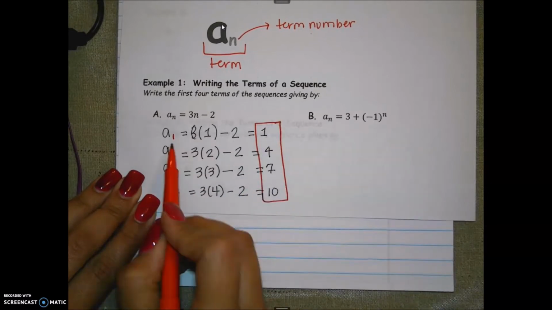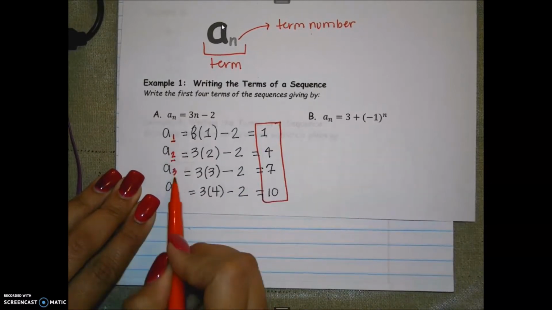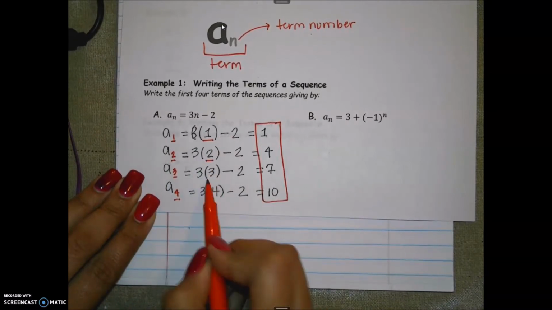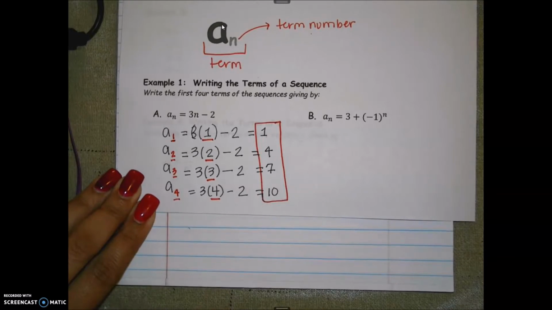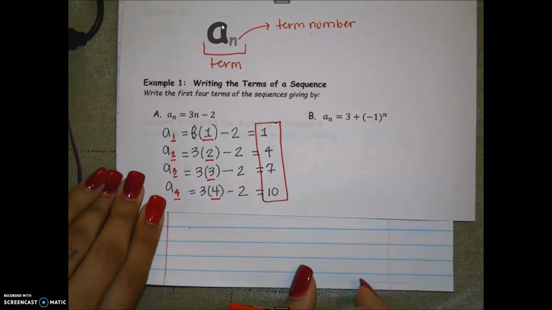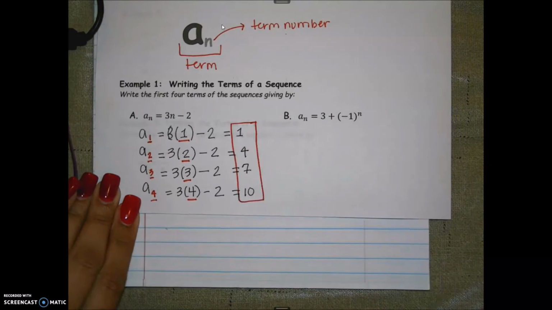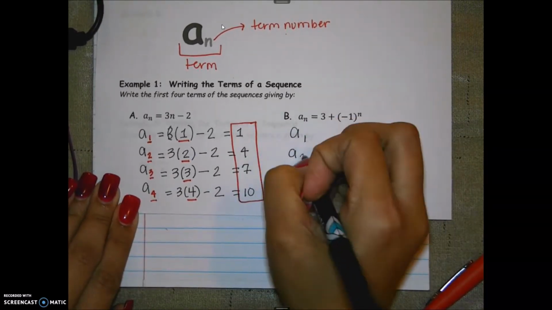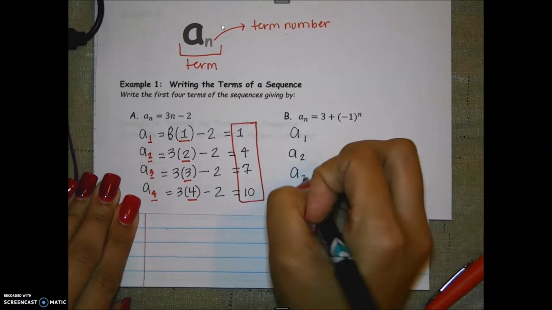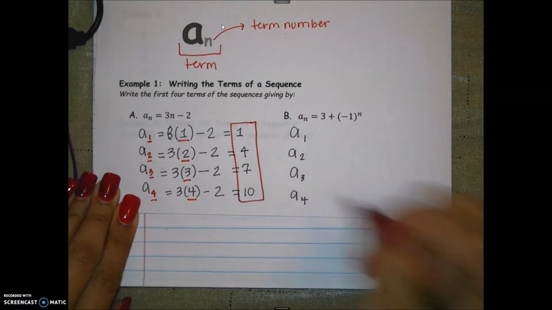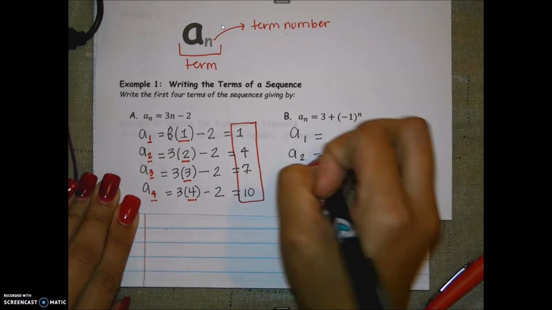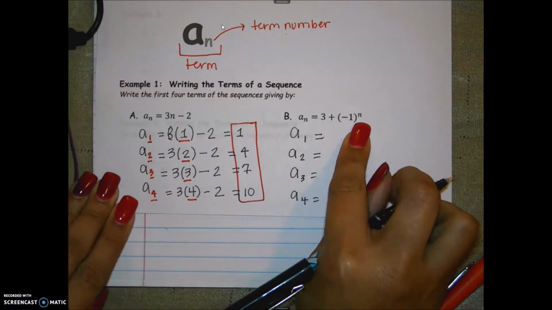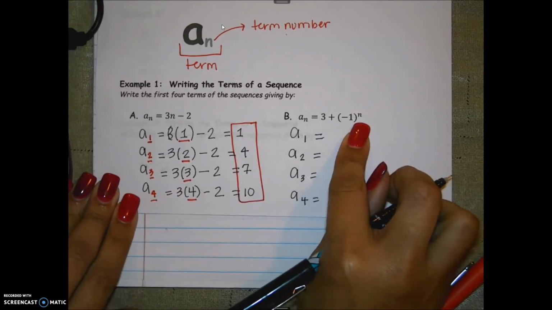And all you did was take n, which was 1, 2, 3, 4, and substitute it in the equation where n is. For B, you're going to do the exact same thing. I want to know what a sub 1 is, the first term in the sequence, the second term, the third term, and the fourth term. So I'm going to substitute everywhere there is an n right behind that equal sign, and that's where I'm going to put the 1, the 2, the 3, and the 4.